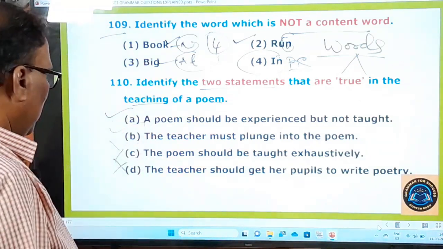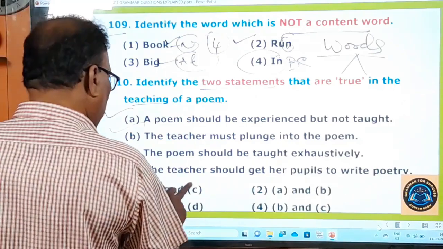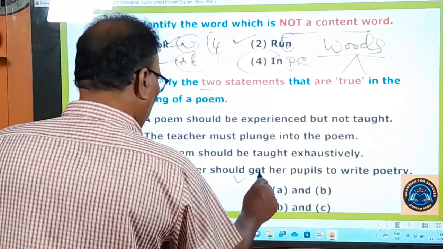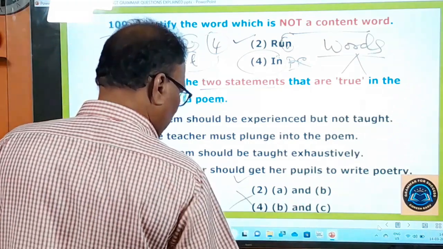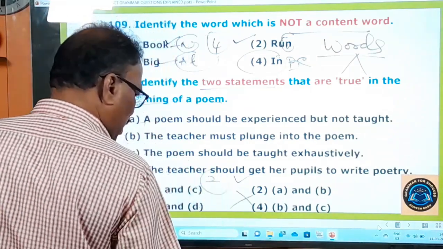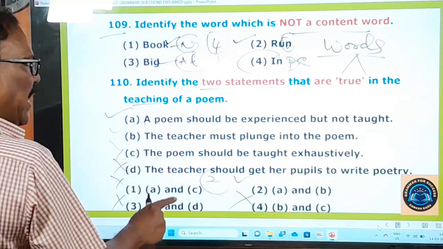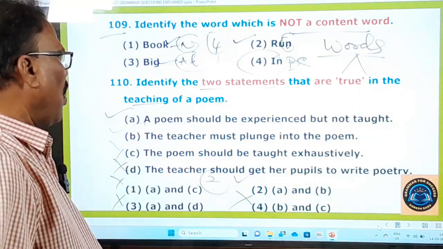A and C, wrong. A and B are right. A and D are wrong. B and C are wrong, right? And only the second one is the right one. These two are the right ones about the teaching of a poem.